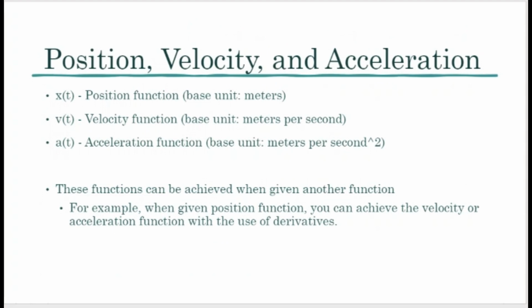So first, on position, velocity, and acceleration. X of t will often notate a position function where the base unit's going to be in meters. V of t, or velocity over time, the velocity function, will have a base unit of meters per second, and a of t, the acceleration function, will have a base unit of meters per second squared. These functions can be achieved when given another function. For example, when given the position function, you can achieve the velocity or the acceleration function with the use of derivatives.